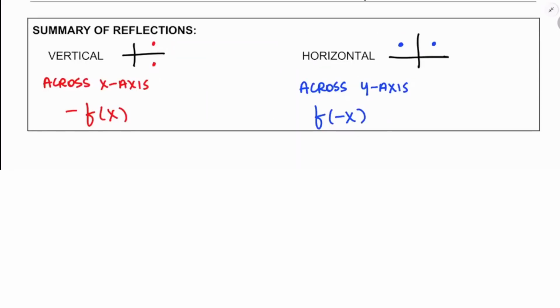Okay, so to summarize, if we are going to reflect across the x-axis, a vertical reflection, that's where y is going to get replaced with -y, and we're going to multiply by -1 on the outside. Whereas a horizontal reflection, like a reflection across the y-axis, we're going to replace x with -x in parentheses in the formula.